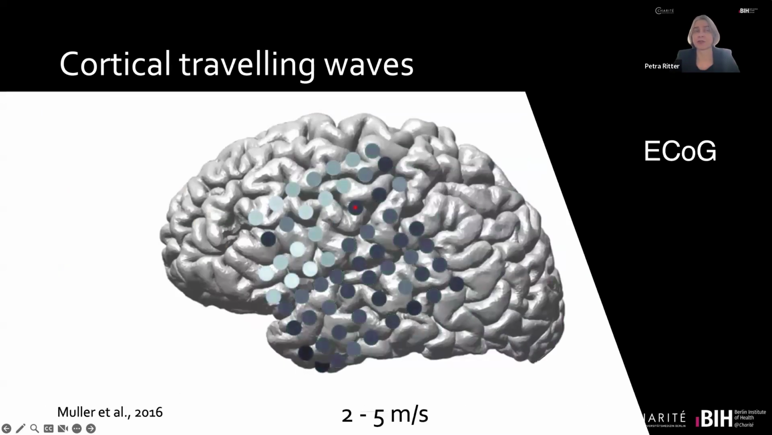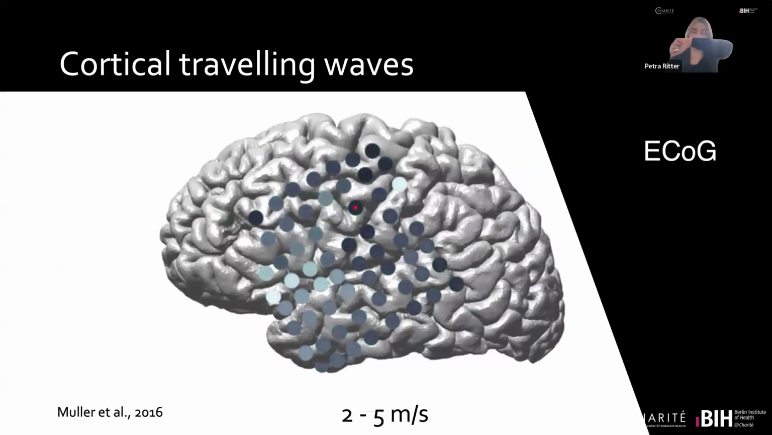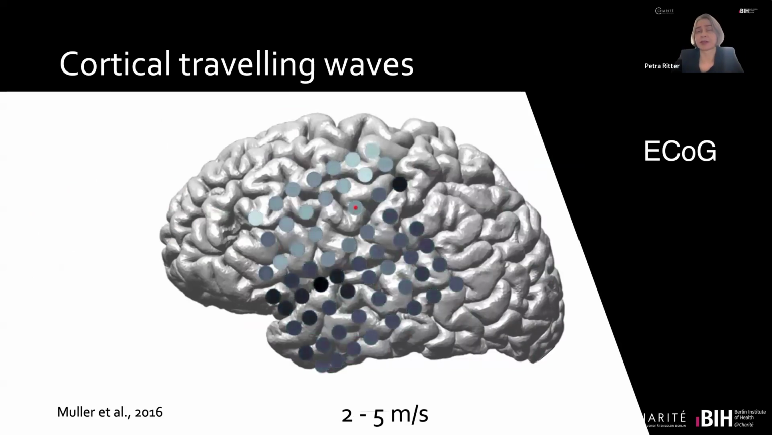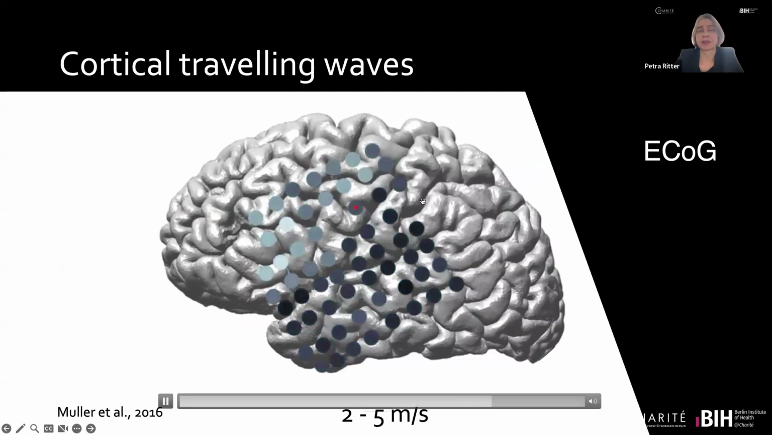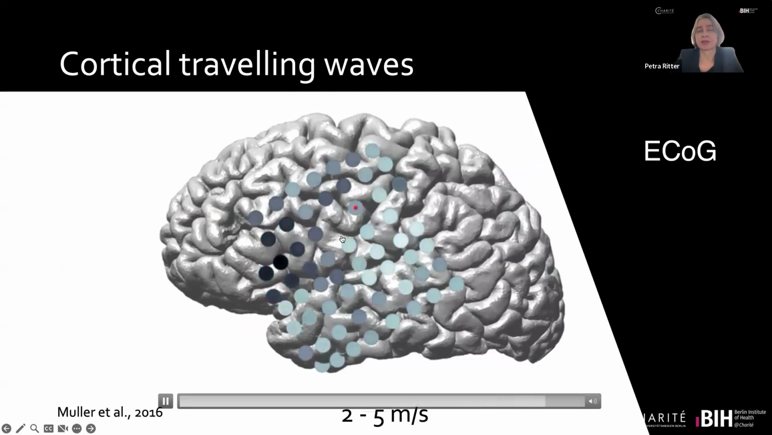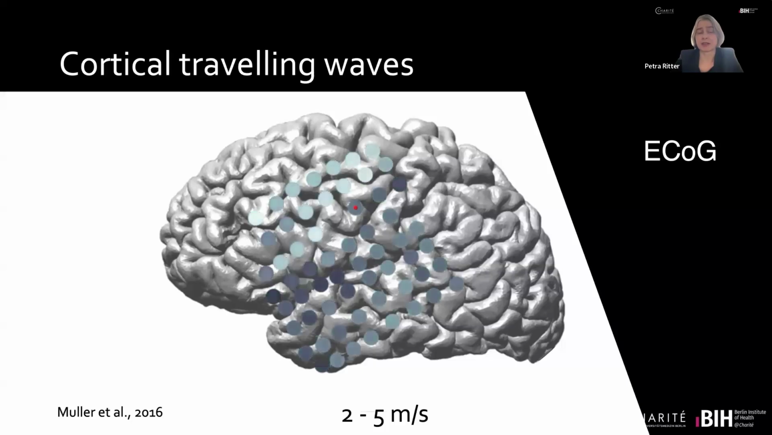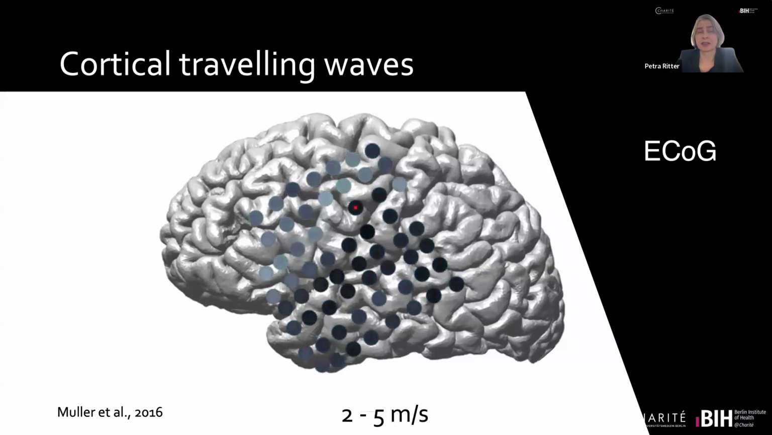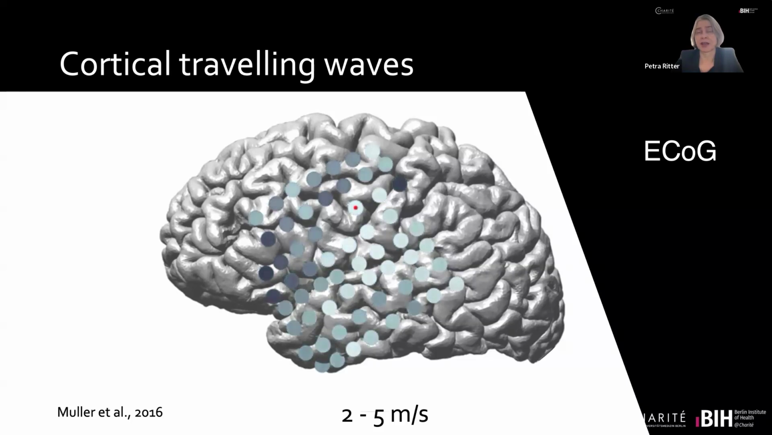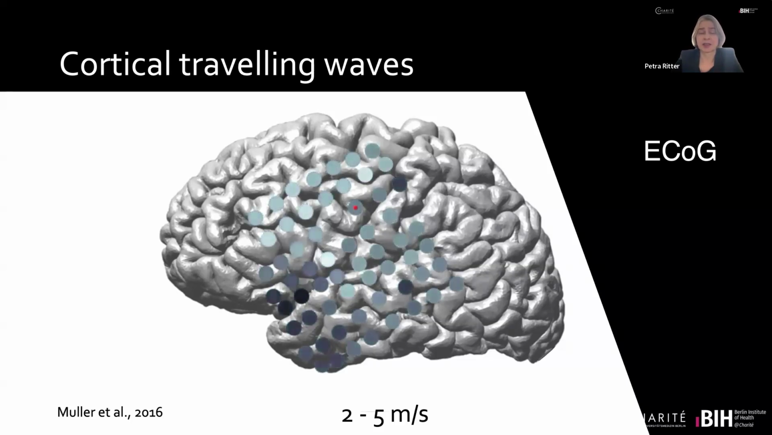Now we have another example here of cortical traveling waves in the human brain. Here we see an electrocorticogram from patients with epilepsy, and we see these traveling waves circulating counterclockwise around this center. Here the speed of the traveling waves is 2 to 5 meters per second, so it's a little bit faster than the traveling waves on the last slide, indicating that the underlying neurons are myelinated neurons with a higher conduction velocity.